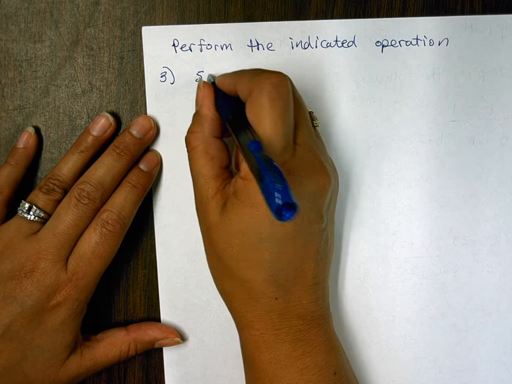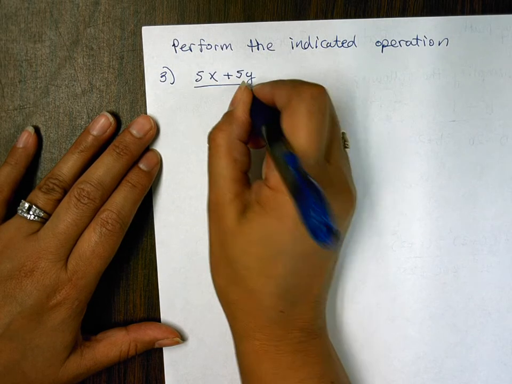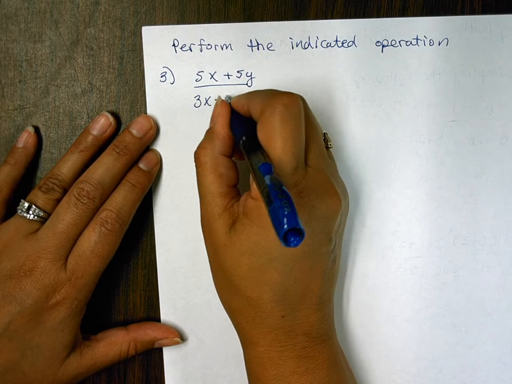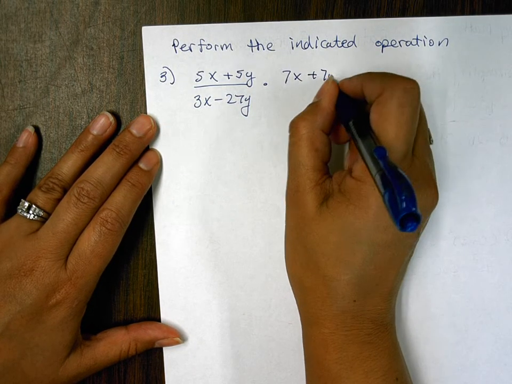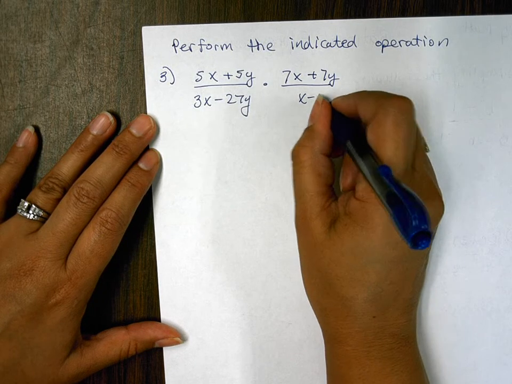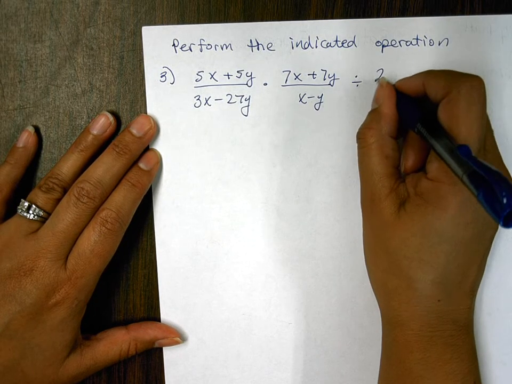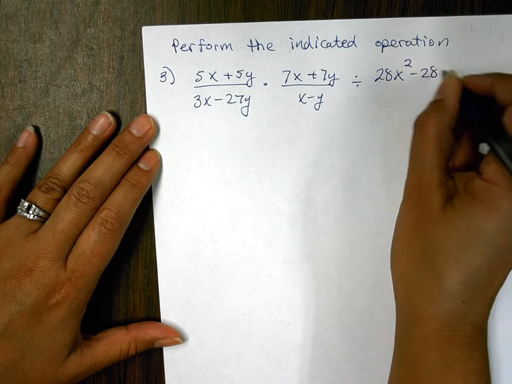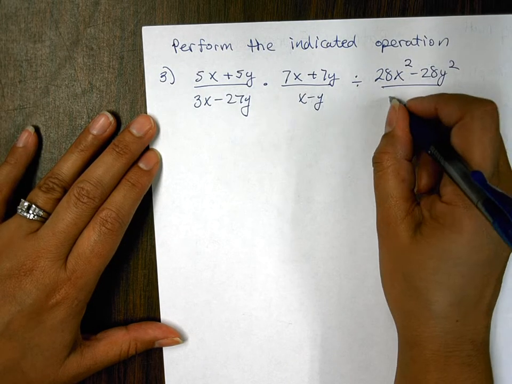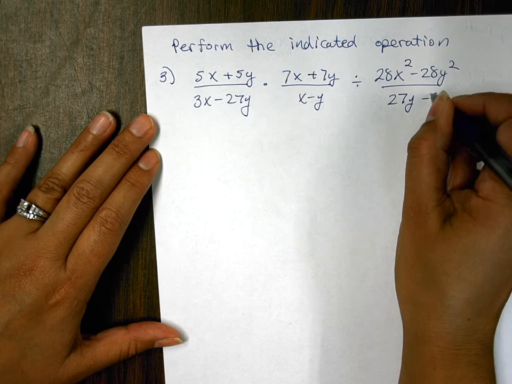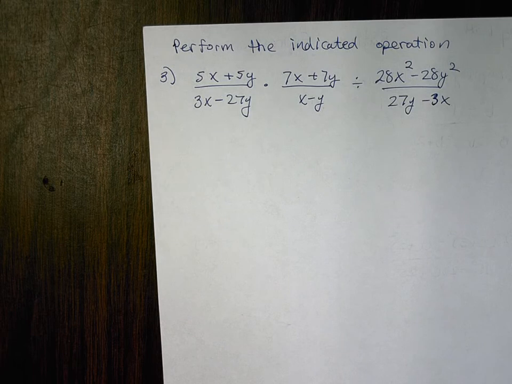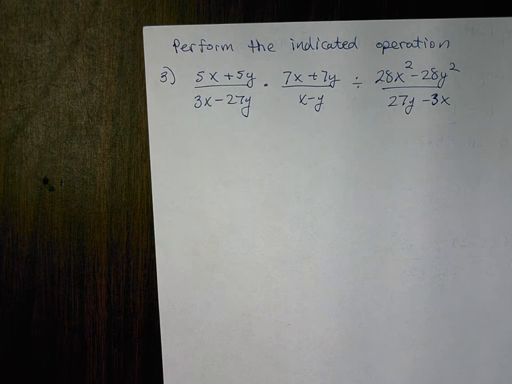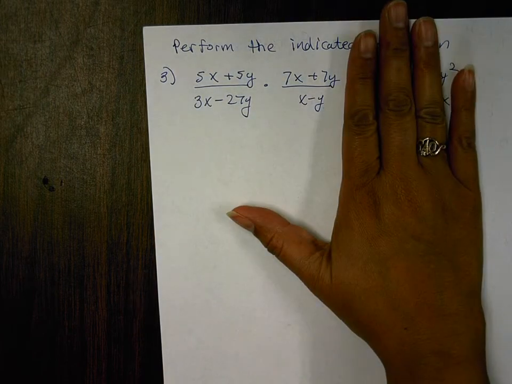Okay, 5x plus 5y all over 3x minus 27y, times 7x plus 7y all over x minus y, divided by 28x squared minus 28y squared all over 27y minus 3x. Okay, so I put an all-in-one. I put multiplication and division in one problem to make the notes go a little bit faster, and I can always answer questions in class. Some of the ones you'll have might be just like this, just multiplication.